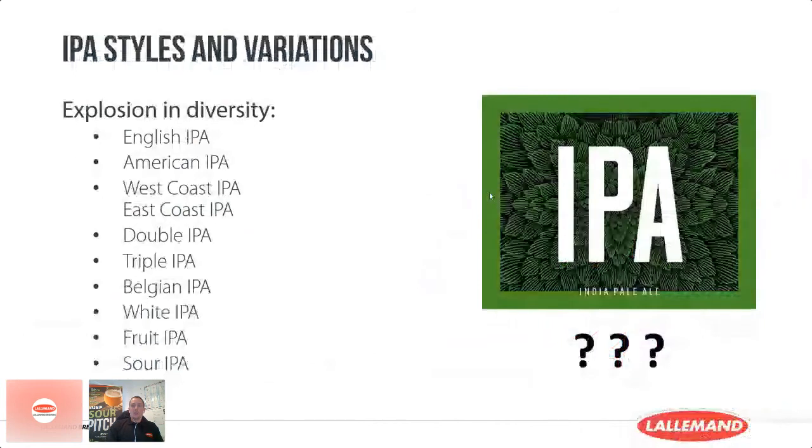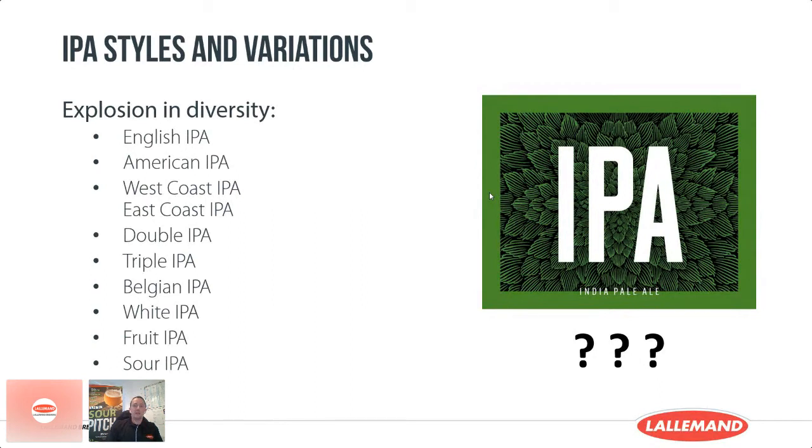So we have the rediscovery. We have, again, this falling in love with IPA. So very highly hopped, very bitter, very aromatic, and really referring back to all those old influences of IPA that we've touched on. But now in 2020 we have this explosion in diversity.